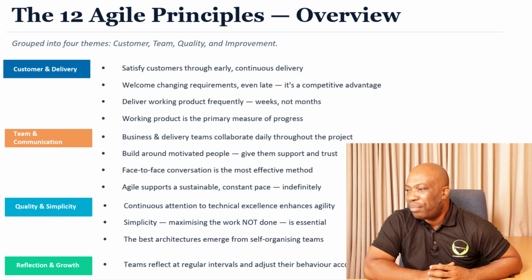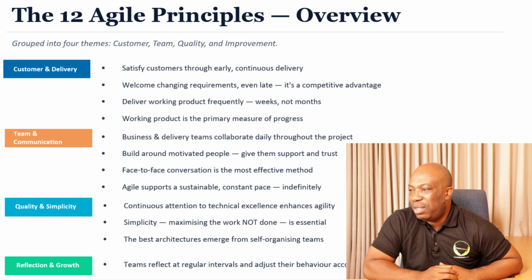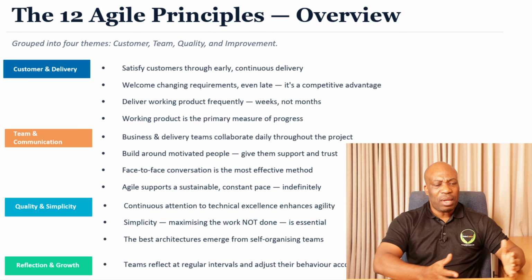Then the 8th principle is Agile supports a sustainable and constant pace indefinitely. Due to sprints, customer collaboration meetings, and retrospective meetings, it becomes very easy to sustain a certain rhythm in an Agile environment. When you understand your velocity, how many points you can deliver in a sprint, it becomes easy that for each and every sprint backlog, you have certain items you're delivering as increments to the product. That is what we mean by a sustainable and constant pace.